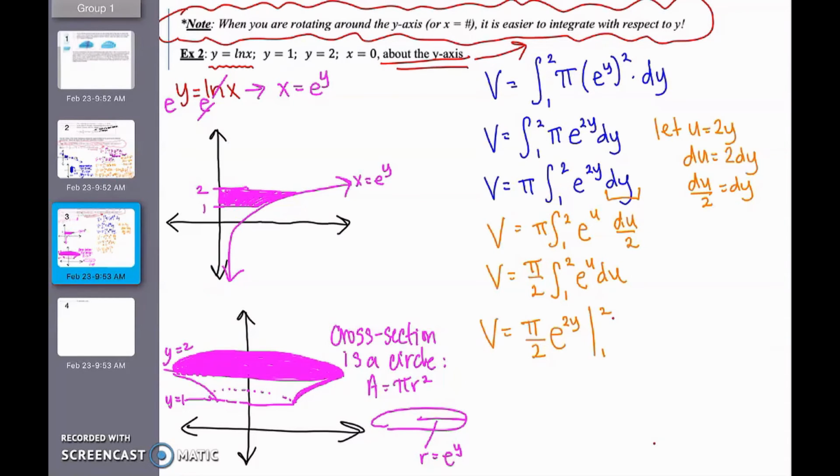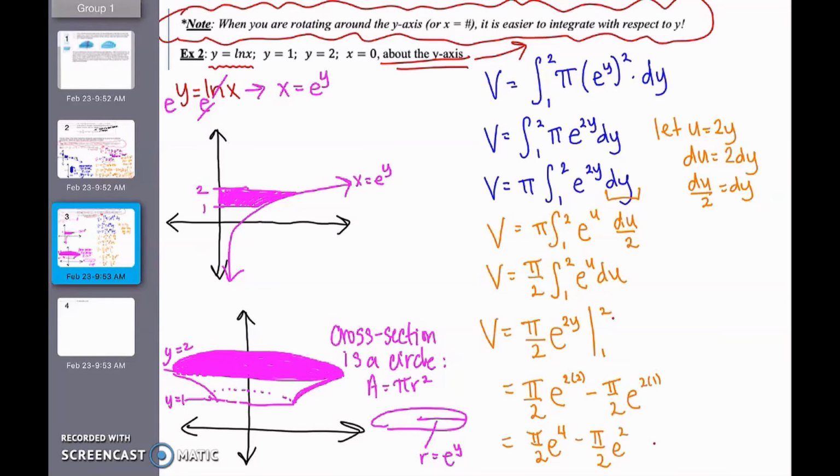So then I can just go ahead and plug this back in. Fundamental theorem of calculus time. So this is pi over 2 e to the 2 times 2 power minus pi over 2 e to the 2 times 1 power. And so then I get pi over 2 e to the 4th minus pi over 2 e squared.